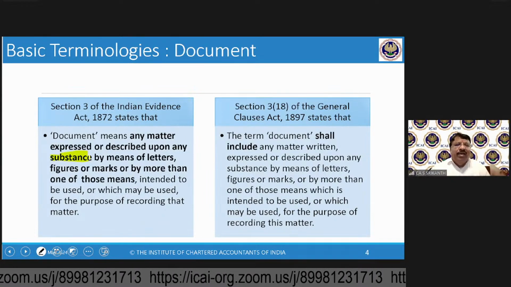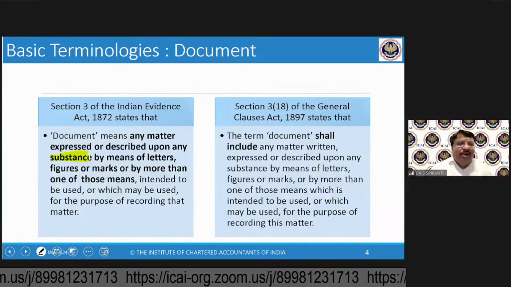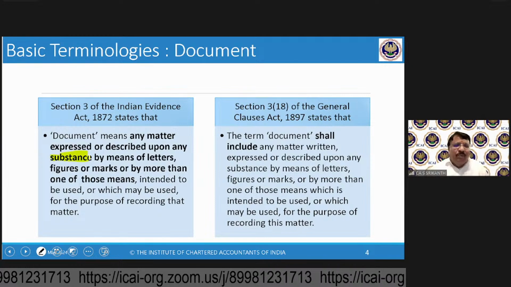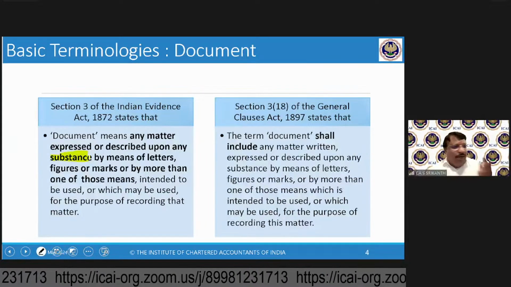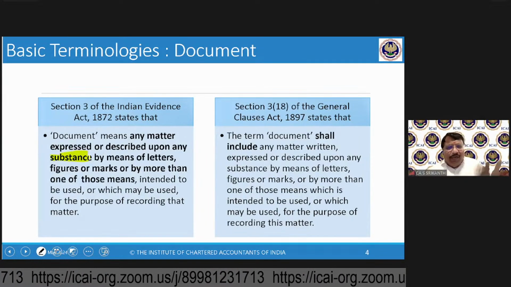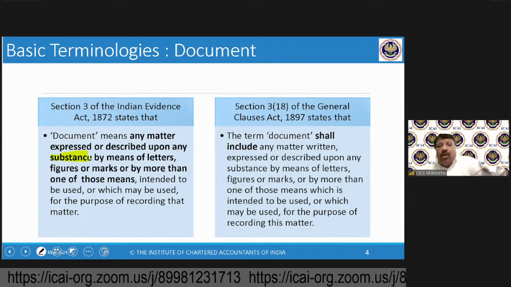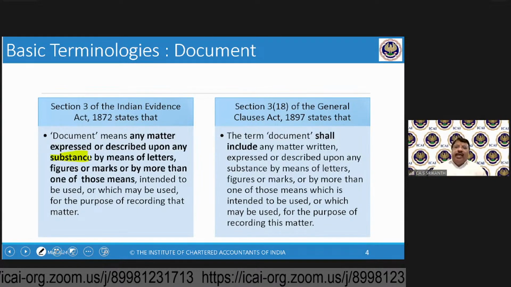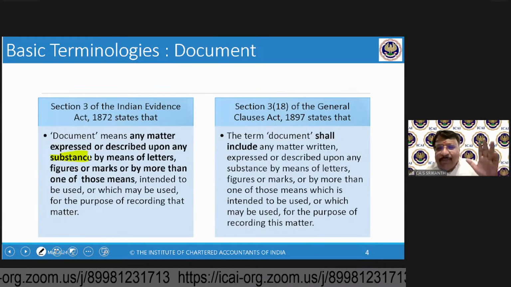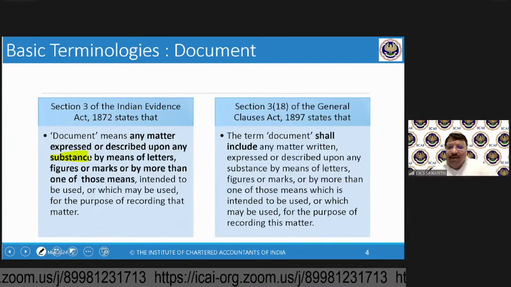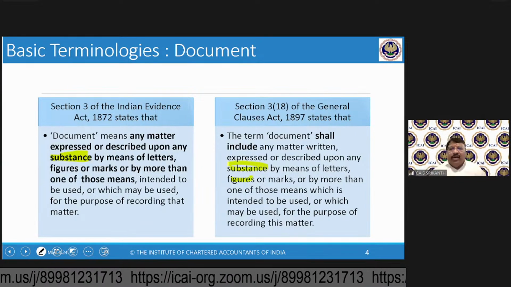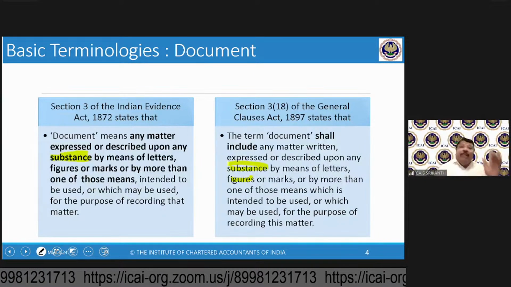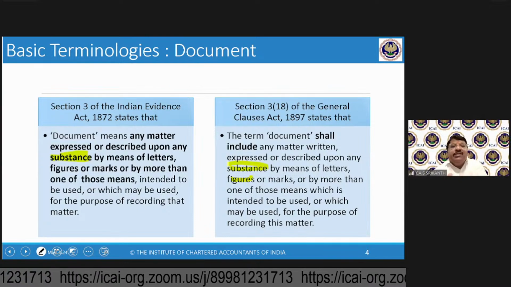Now we are in 2022. He would have completed 150 years of this definition, and it will continue. You cannot touch Macaulay. I mean, you may not like him, I also don't like him, but you can't touch this definition. Okay. So compare it with the General Clauses Act definition. The term document shall include any matter written, expressed, or described upon any substance. Again, substance, by means of letters. I don't know, in my knowledge, the General Clauses Act was not drafted by Macaulay, but I'm sure the guy who did it obviously read Macaulay's Indian Evidence Act.